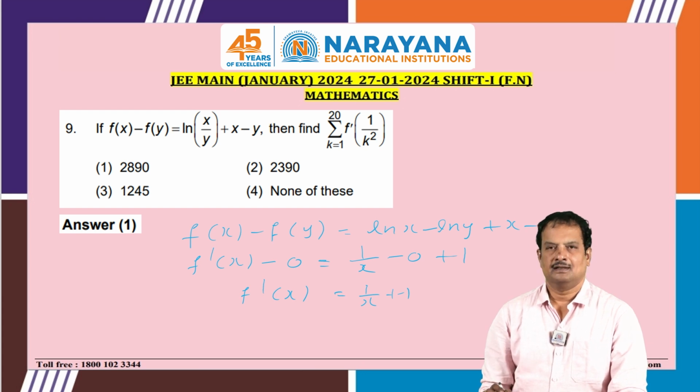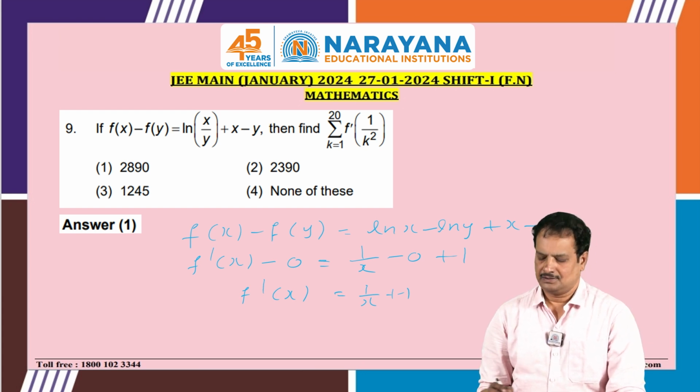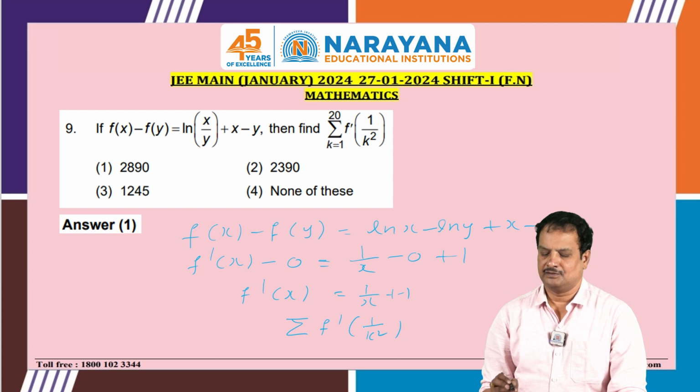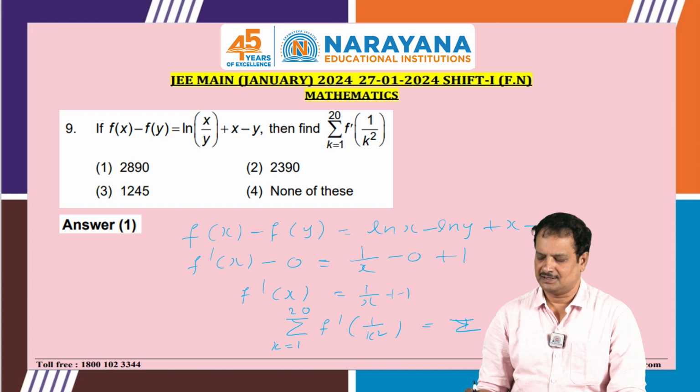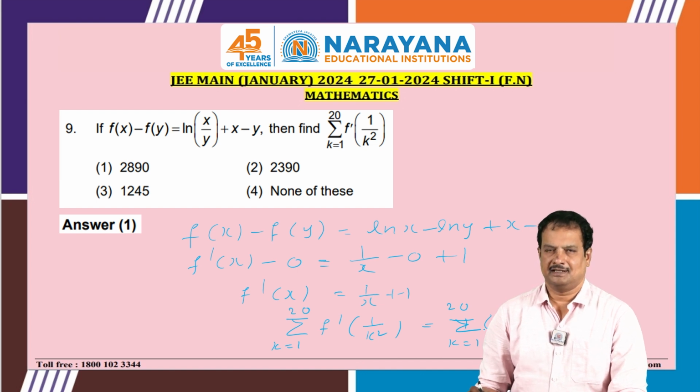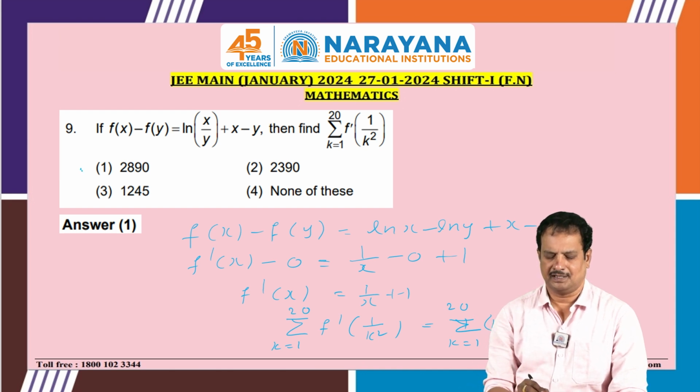Anyway, they are just asking for sigma f dash of 1 by k square. So what is sigma f dash of 1 by k square? Of course, k is changing from 1 to 20. So that's very clearly nothing but 1 divided by 1 by k square, so this is sigma of k square plus 1, k changes from 1 to 20. So sigma k square is nothing but the sum of the squares of the first 20 natural numbers, plus sigma 1 from 1 to 20. When you simplify this, you'll get 2890, the first option. So this is how we can find this.